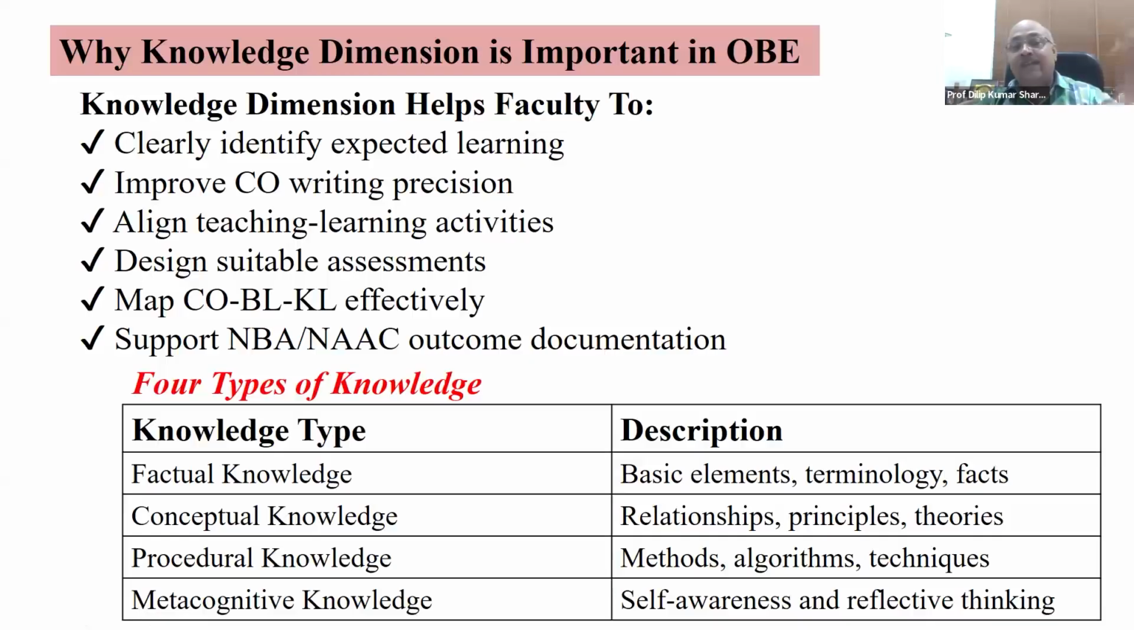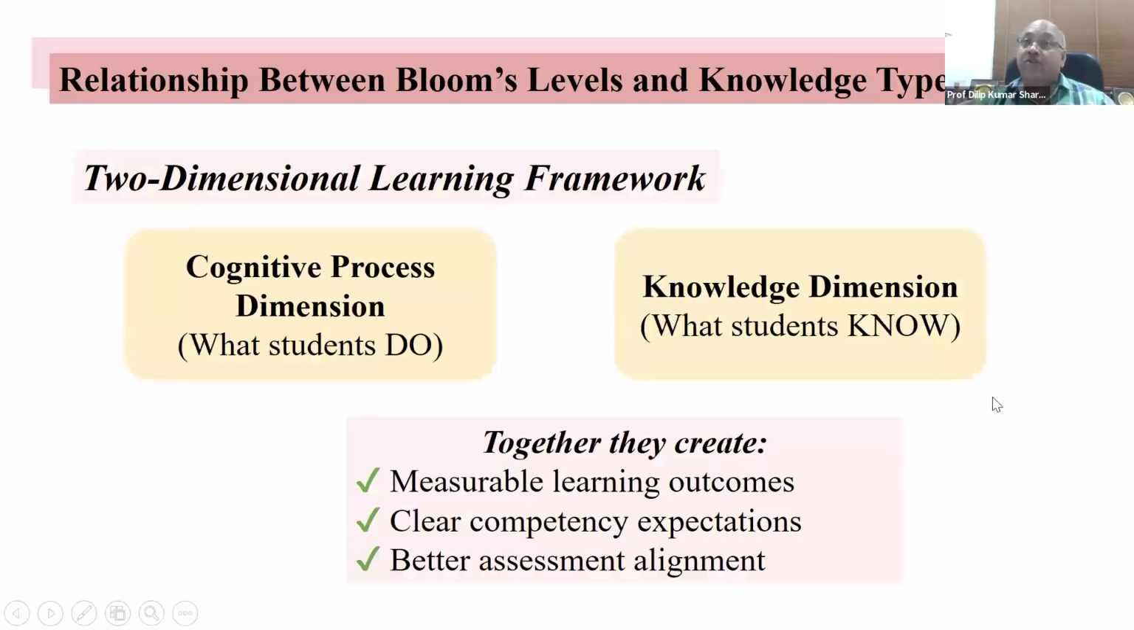Now, in knowledge also we have a categorization, a taxonomy of the types of knowledge. KL means knowledge level. Factual knowledge covers basic elements, terminology, and facts. Conceptual knowledge covers relationships, principles, and theories. Procedural knowledge covers methods, algorithms, and techniques. Metacognitive knowledge covers self-awareness and reflective thinking. So whenever you form questions or assignments, you must always define the Bloom's taxonomy level as well as the knowledge level.